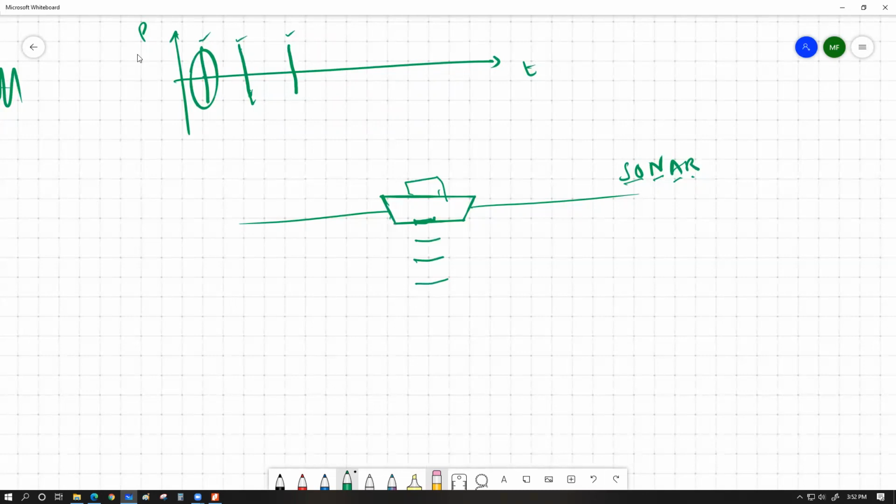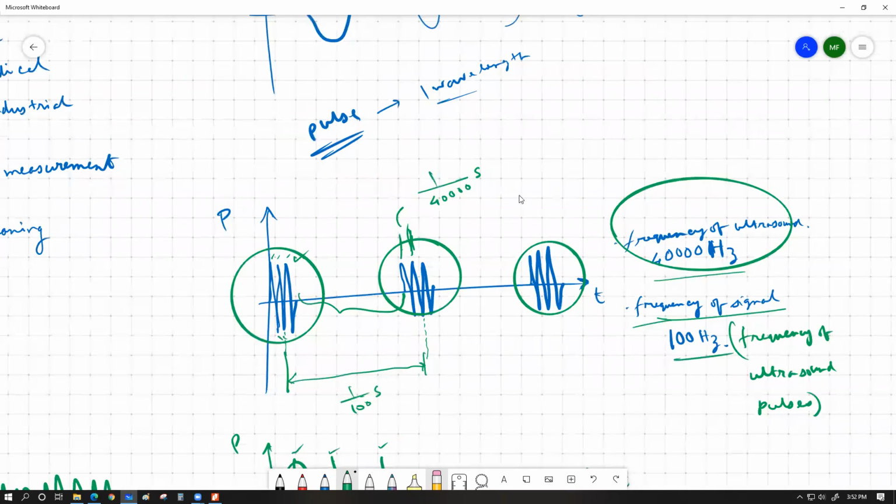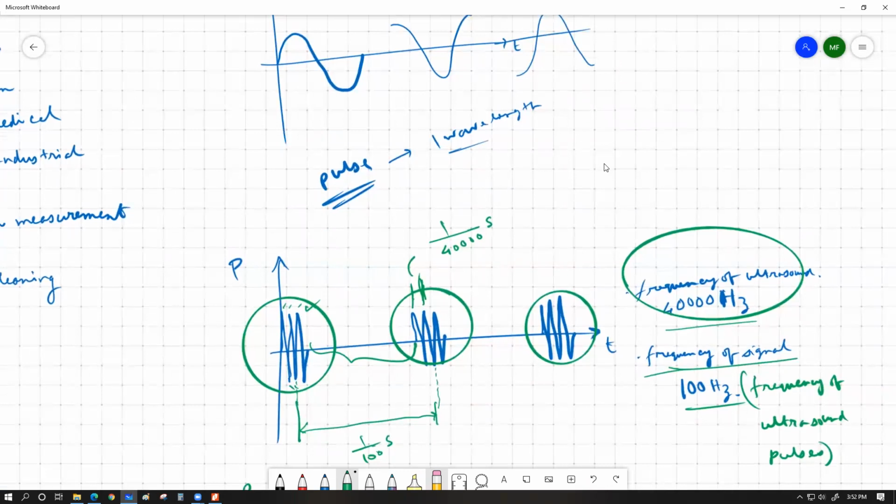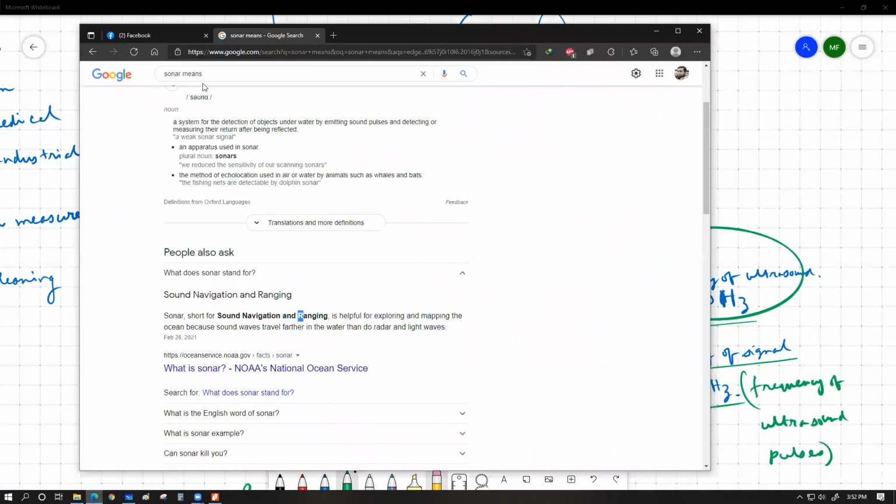I think I gave you the definition of one pulse wrong in the first place. Pulse doesn't actually mean one wavelength. Pulse means a fixed number of wavelengths. I think I messed up this definition at the beginning.